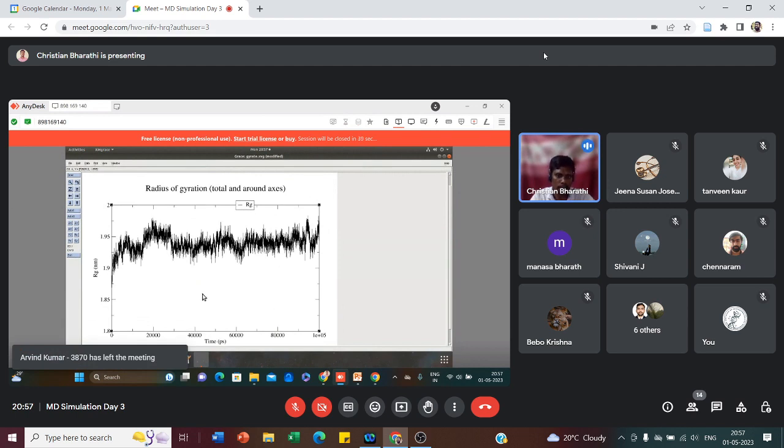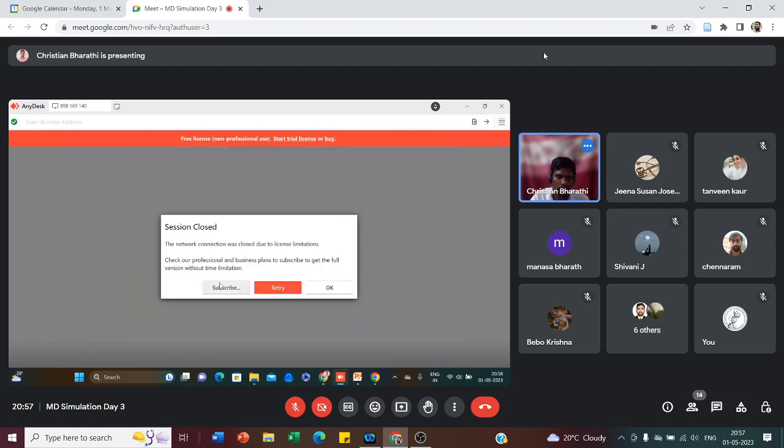Okay, so radius of gyration is this much, nearly 2 nanometer. Okay. So radius of gyration is maintained in this range. Okay, so average is 1.95 nanometer. So this protein size has not changed throughout the 100 nanosecond. Okay, so it started nearly from this.